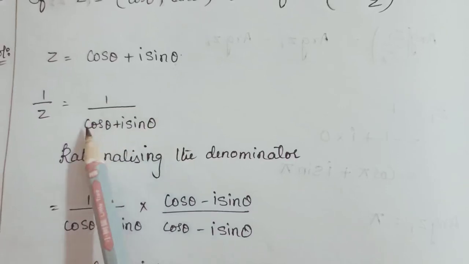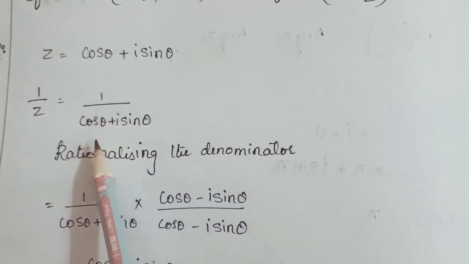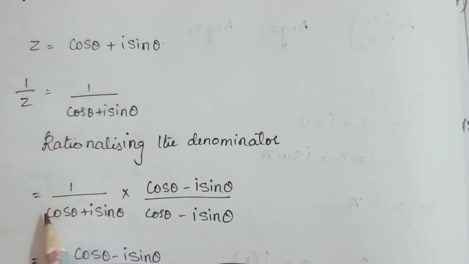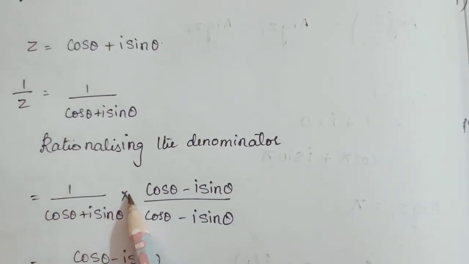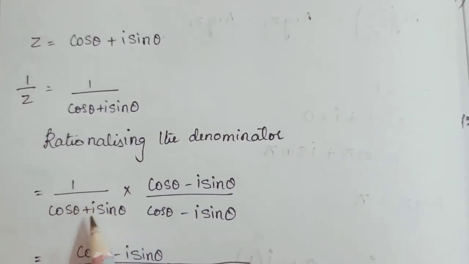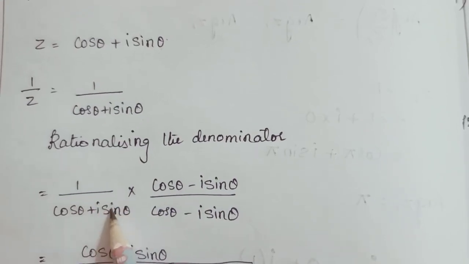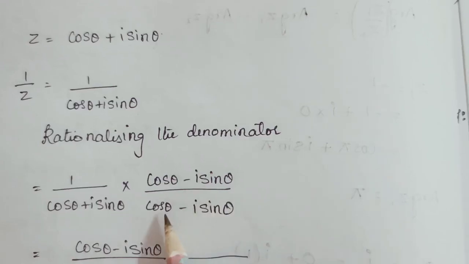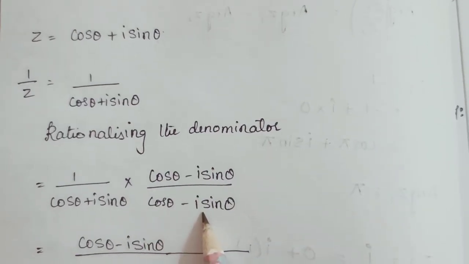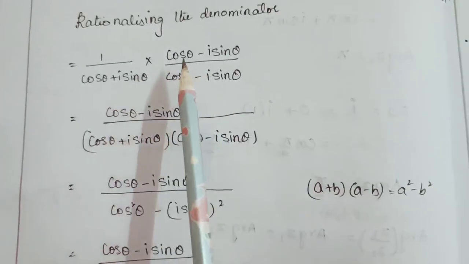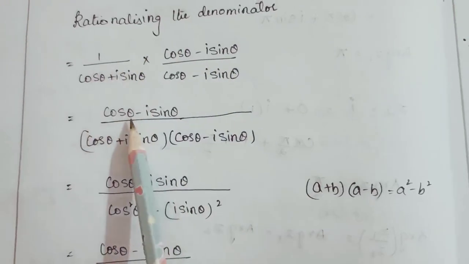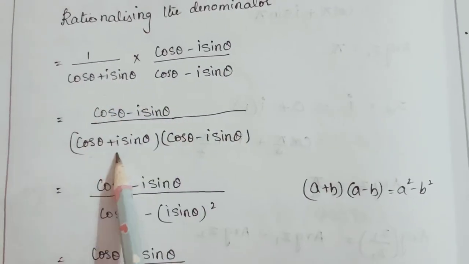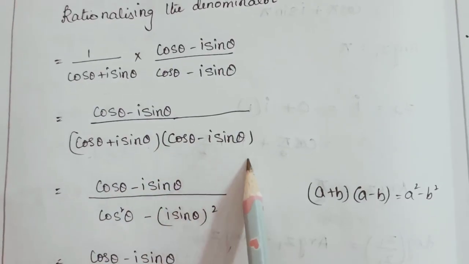Here the complex number is in the denominator, so we will rationalize the denominator. Rationalizing the denominator, 1 by cos theta plus i sin theta, into rationalizing is nothing but multiplying and dividing by the denominator with the middle sign changed: cos theta minus i sin theta by cos theta minus i sin theta. Okay. Now multiplying the numerator, cos theta minus i sin theta into 1 is nothing but cos theta minus i sin theta, and multiply the denominator, cos theta plus i sin theta, cos theta minus i sin theta.